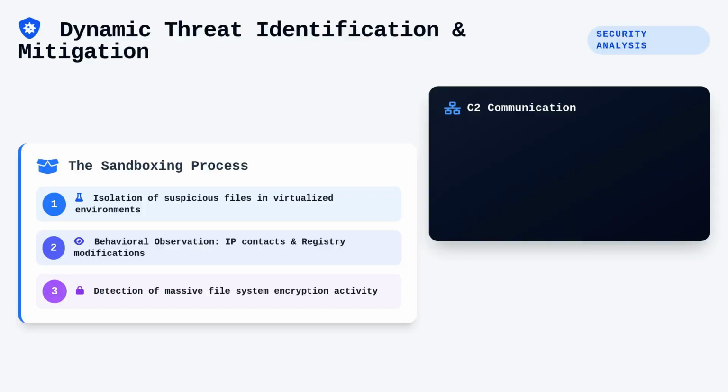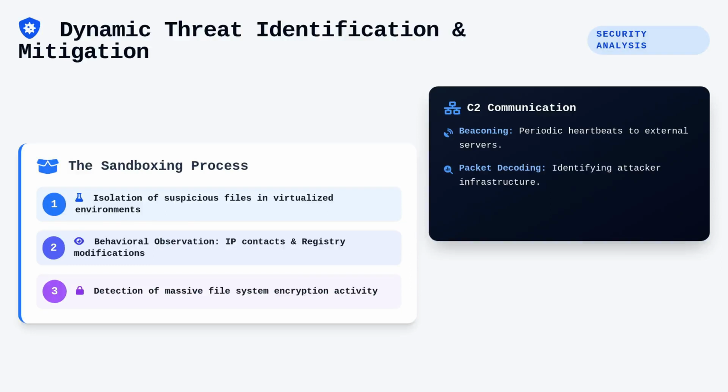When analyzing command and control communication, we look for patterns such as beaconing, where the infected host sends periodic heartbeats to an external server. By capturing and decoding these network packets, incident responders can identify the infrastructure utilized by the attackers and potentially sinkhole their traffic.